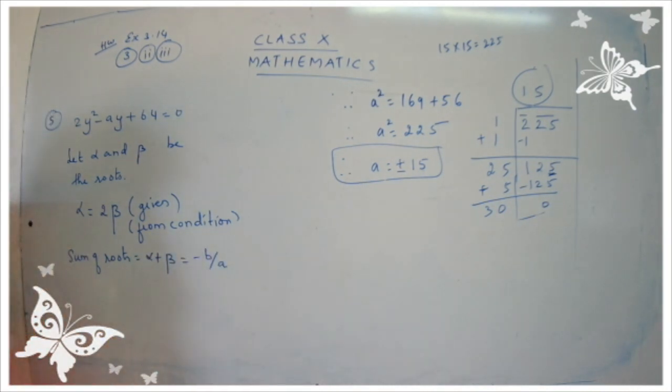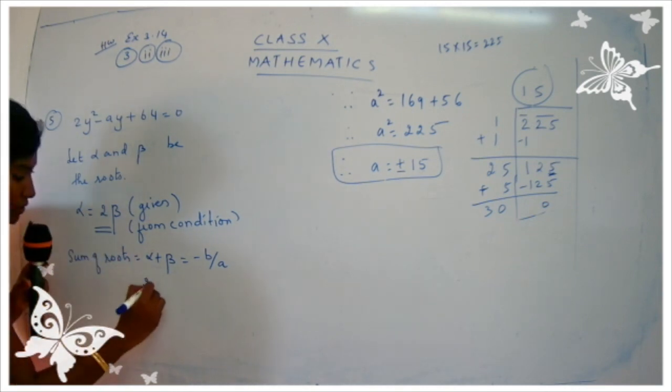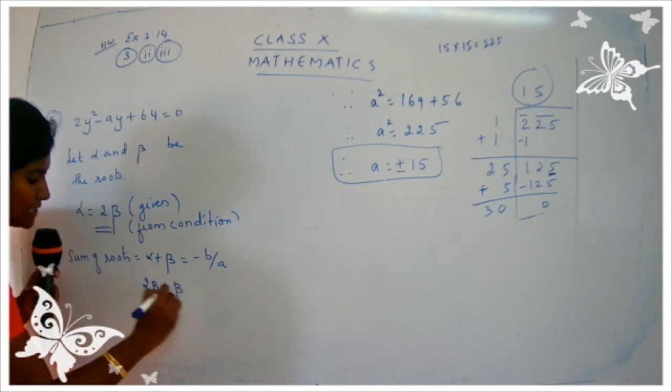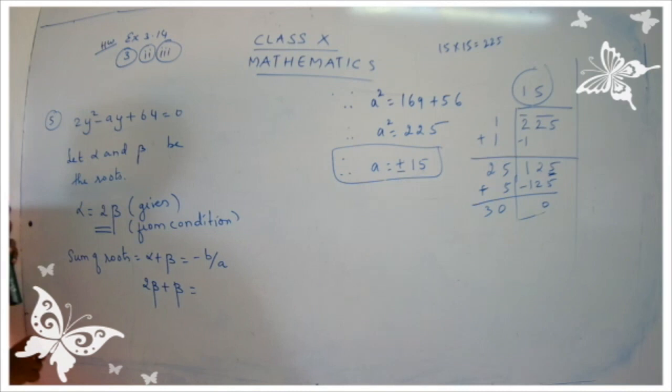This is a formula that we have to use. Yes, children? Now what is the value for alpha? The value for alpha is 2 beta. Already we know this. So in place of alpha, you have to write down 2 beta. 2 beta plus beta is equal to, what is the value for minus b?